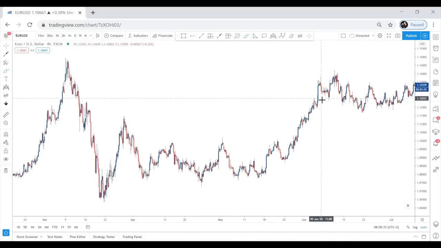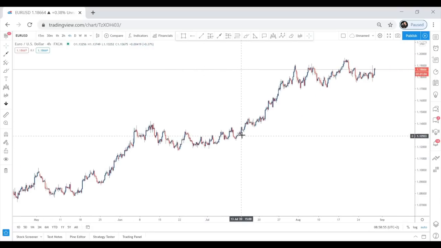So that's the failure of the consolidation channel, not in a sense of failure, but it's a possibility that you always have to look for. However, a consolidation channel occurring in a rectangle shape needs to be the one where you look for continuation patterns. But it's not always going to be a clear picture. You just have to be able to read in between the lines.